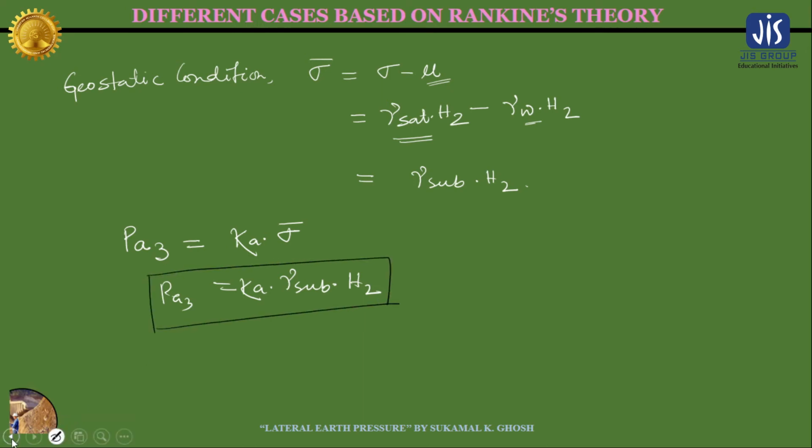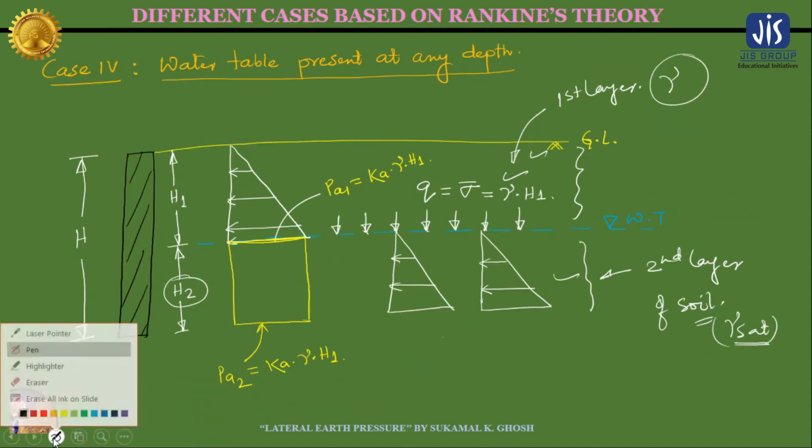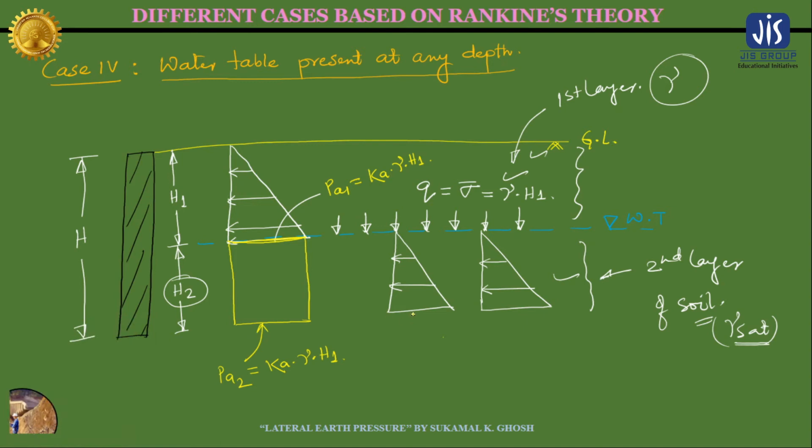Okay, so let me write it here. So the PA3 is equals to Ka into gamma submerged into H2. Okay. Now, what will be the value of active earth pressure for this hydrostatic condition?